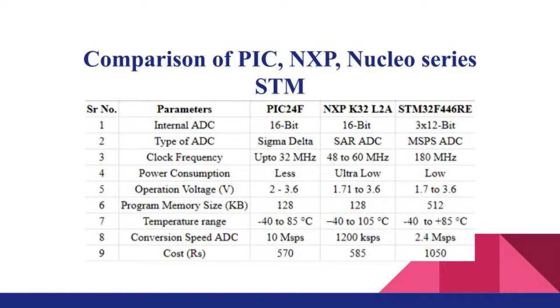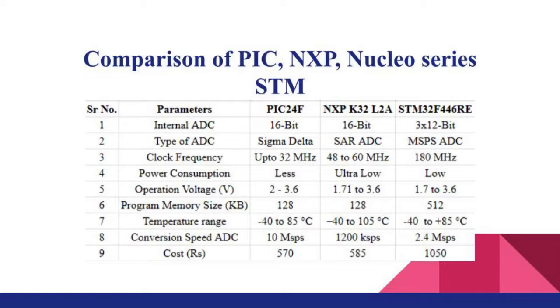Here is the comparison of PIC, NXP, and Nucleo series STM. As you can see, the internal ADC of the PIC controller is 16-bit. The NXP controller is also 16-bit, and for STM it is 12-bit. The ADC type for PIC is Sigma Delta ADC, in NXP a SAR ADC is used, and in STM an MSPS ADC is used.